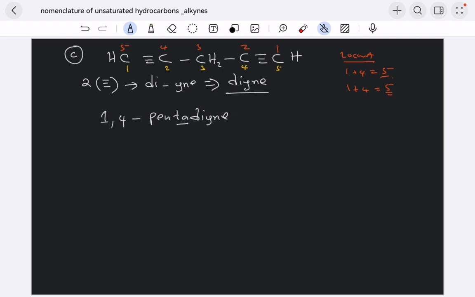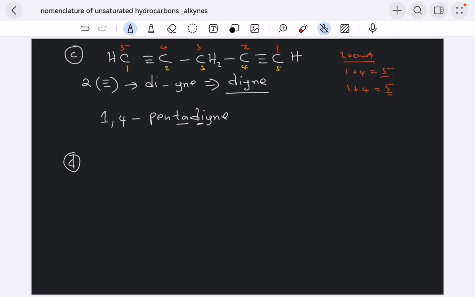Pentadiyne. Hexadiyne. Octadiyne. So there is that shift in the naming of these particular compounds. So we introduce a diyne to show that there is a presence of 2 triple bonds. Let's look at a situation where you have 3 triple bonds. Then you can pause the video and try it.